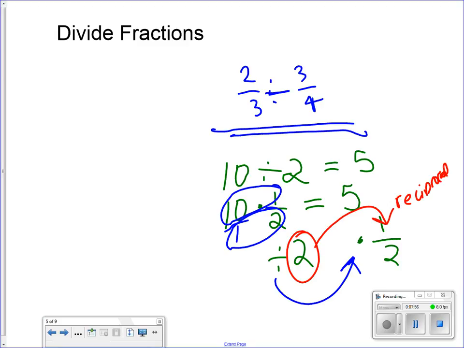So the same holds true here. If I have 2/3 divided by 3/4, dividing 2/3 by 3/4 is the same thing as multiplying by the reciprocal. Just flip that fraction. And now it's a multiplication problem. So whenever you are dividing with fractions, it's always a best bet. Just change it to the reciprocal, turn it into a multiplication problem.